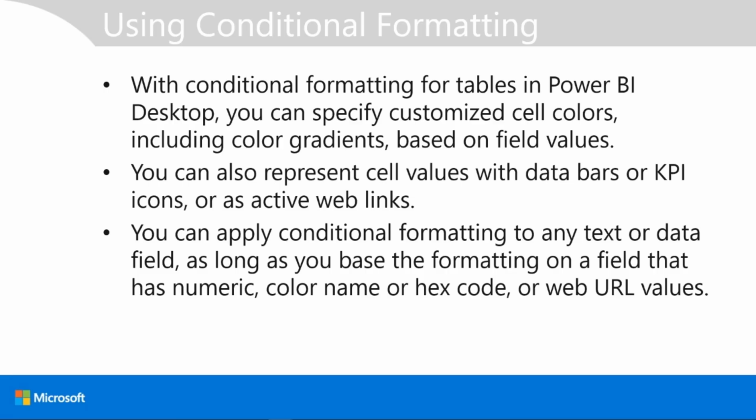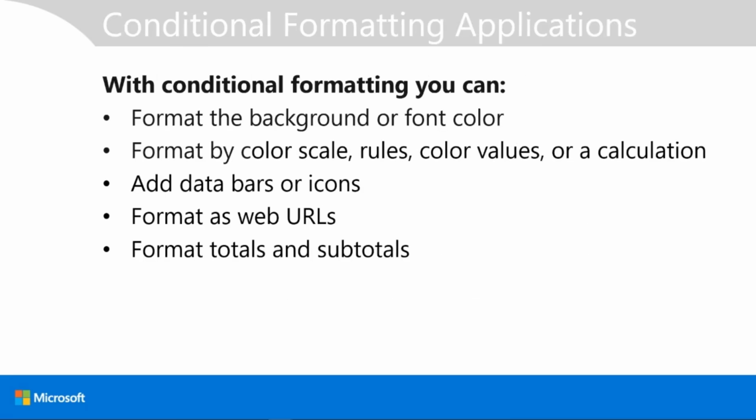You can apply conditional formatting to any text or data field, as long as you base the formatting on a field that has numeric, color name or hex codes, or web URL values. So with conditional formatting, we can format the background color or font, format by color scale, rules, color values, or a calculation, add data bars or icons, format as web URLs, or we can format totals and subtotals. So let's go to the Power BI Desktop and take a look.